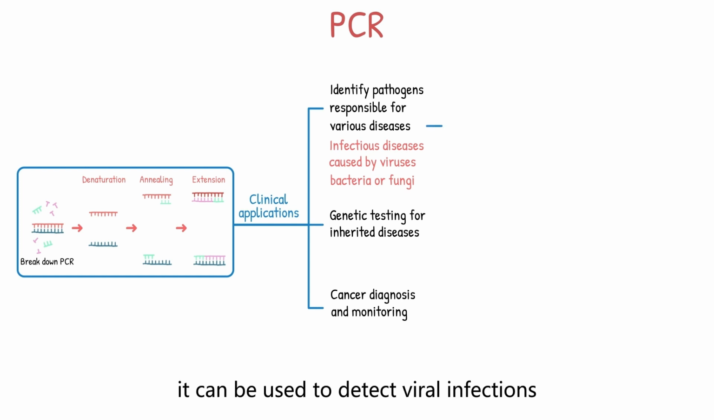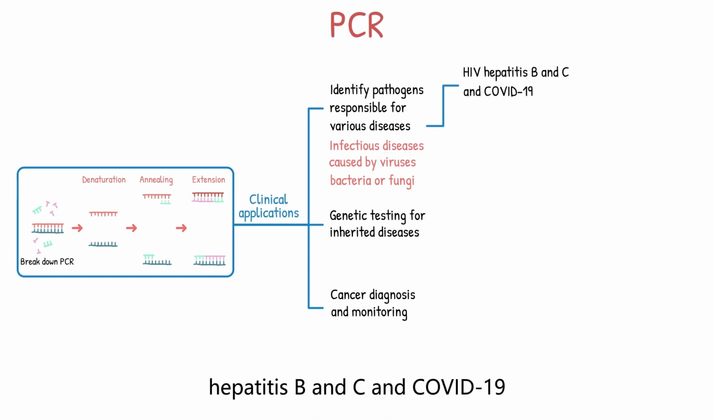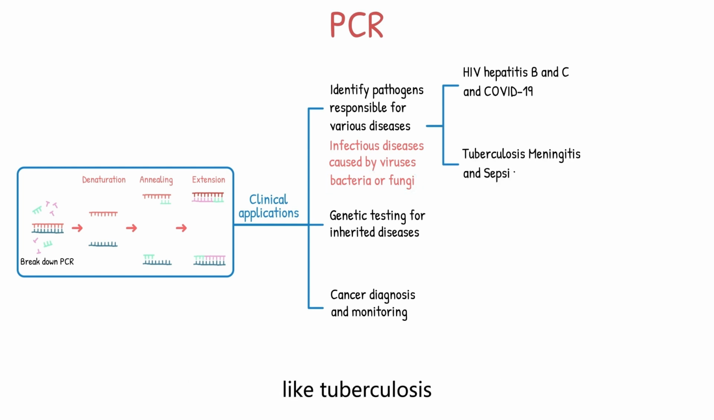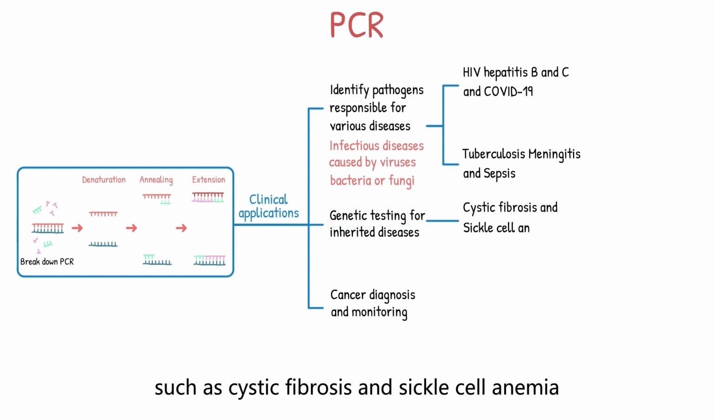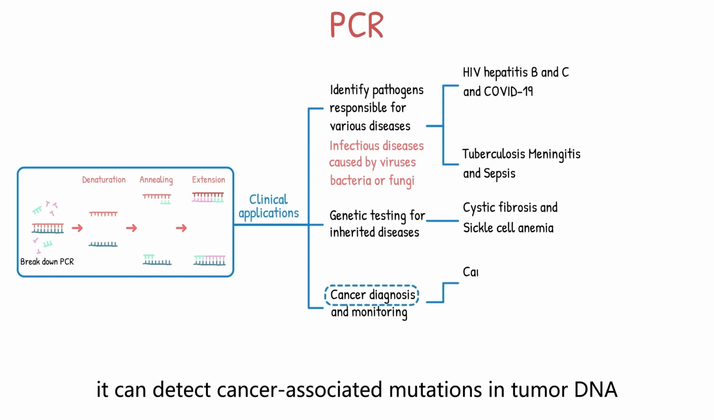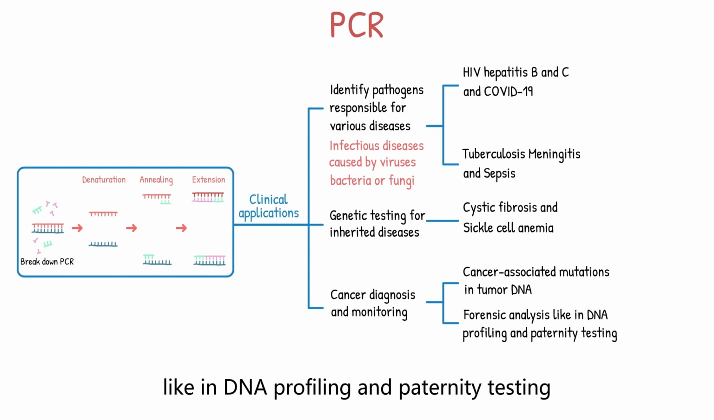Let's take a closer look at some specific examples of clinical applications of PCR. First, it can be used to detect viral infections, such as HIV, hepatitis B and C, and COVID-19. Second, it can help identify bacterial infections like tuberculosis, meningitis, and sepsis. Third, it can diagnose genetic disorders such as cystic fibrosis and sickle cell anemia. Fourth, it can detect cancer-associated mutations in tumor DNA. And finally, it can be used in forensic analyses like in DNA profiling and paternity testing.